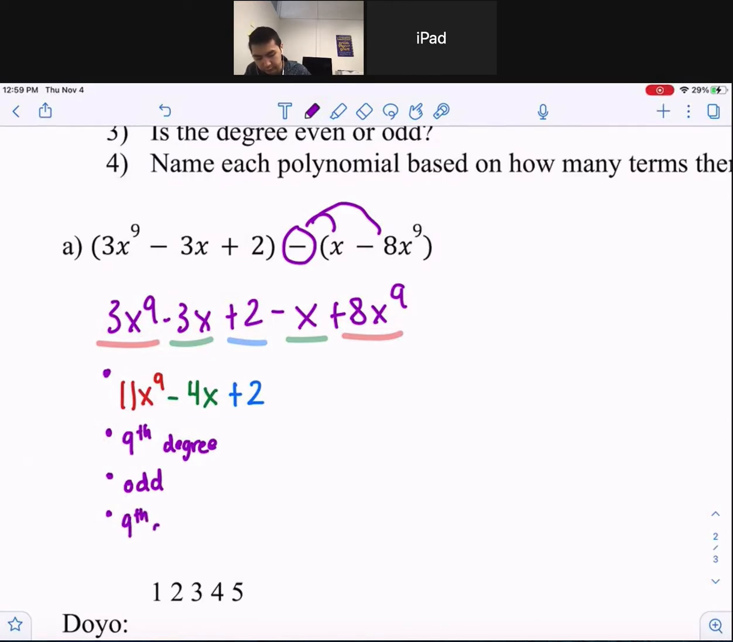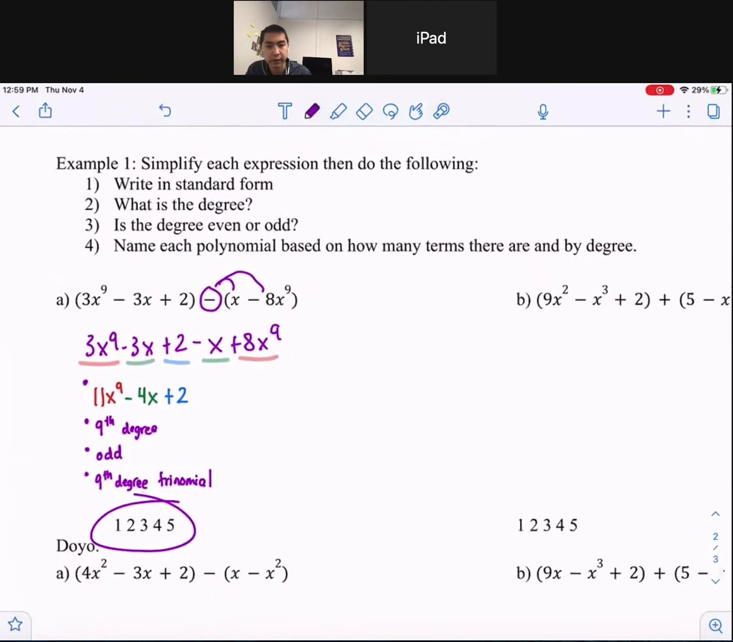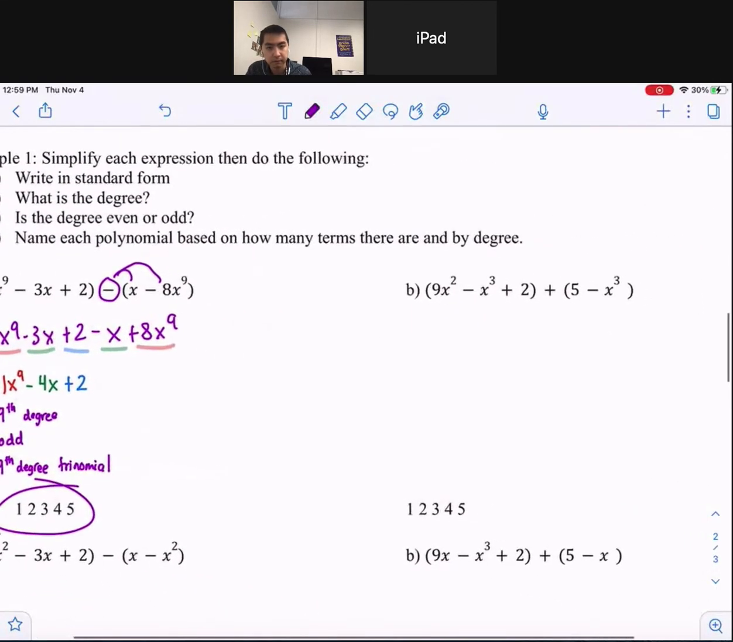So 9th degree. How many terms are there? There's 3, so trinomial. Scale from 1 through 5. 9th degree, trinomial. Part B.